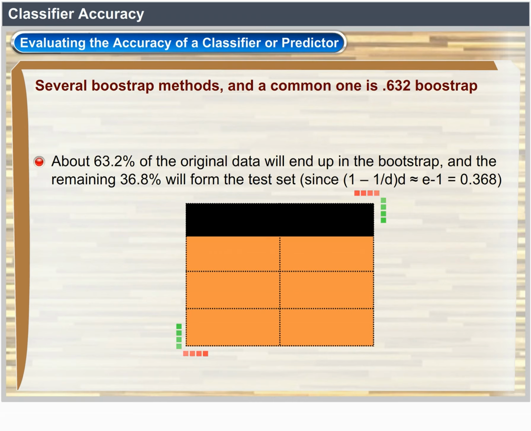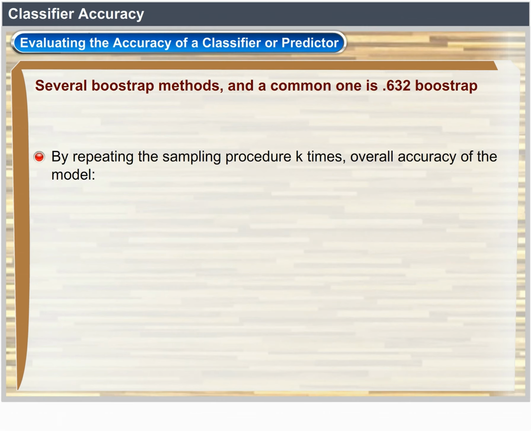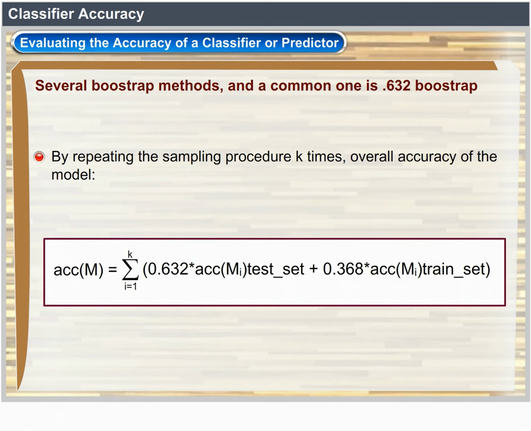About 63.2% of the original data will end up in the bootstrap, and the remaining 36.8% will form the test set, since (1 − 1/D)^D is approximately equal to e^−1, that is 0.368. Repeat the sampling procedure k times. Overall accuracy of the model: Acc(M) equals the summation from i equals 1 to k of 0.632 times Acc(Mi) on the test set plus 0.368 times Acc(Mi) on the train set.